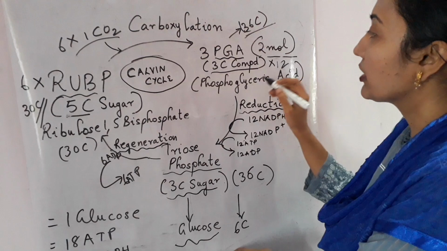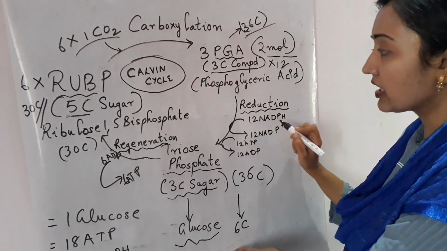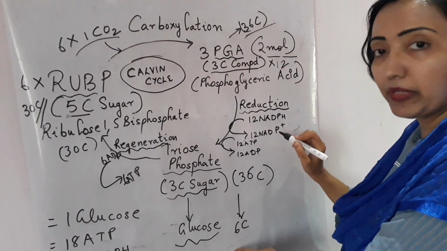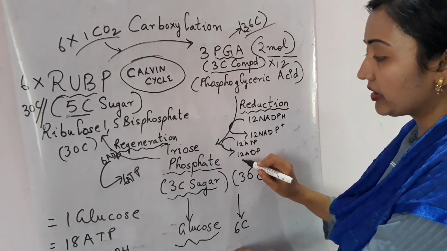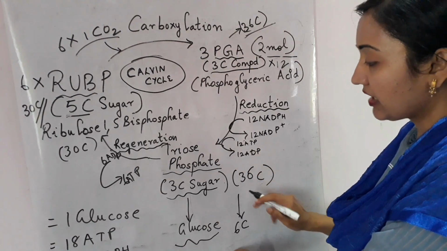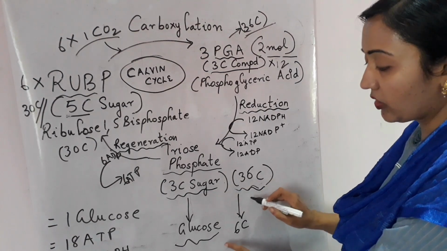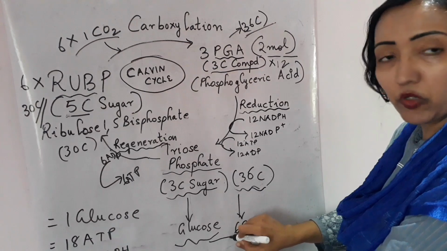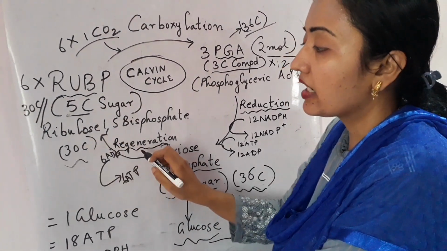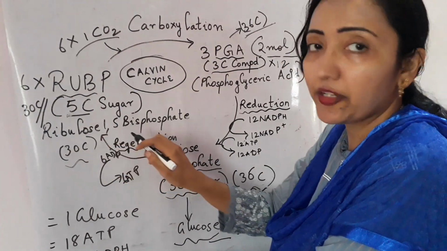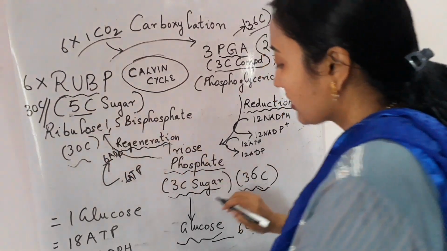This 36 carbon undergoes reduction. In this reduction, 12 NADPH molecules are involved, which produces 12 NADP plus, and here 12 ATP molecules are used, and it produces 12 ADP. And this is again a 3 carbon sugar, and this also has 36 carbon. Out of this, 6 carbon forms 1 molecule of glucose, and 30 carbons again go into the process of regeneration to produce RuBP. 30 carbons are utilized to become RuBP again, and 6 carbon is formed.